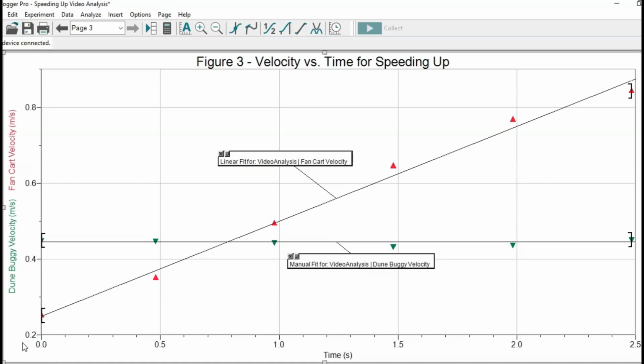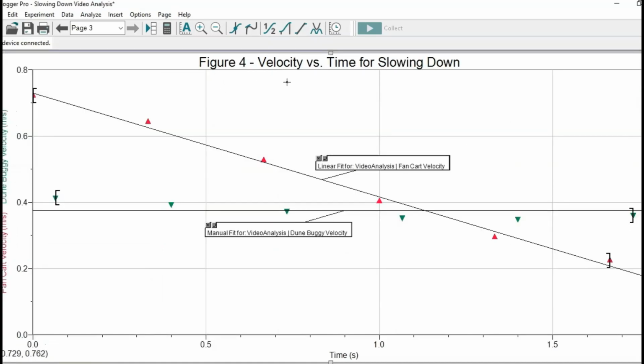Now let's take a look at slowing down. In this figure, we're looking at velocity versus time for the fan cart slowing down. We have our constant velocity example. The green triangles represent the data for the dune buggy, and it's a flat line at about 0.38 or 0.39 meters per second, constant velocity. Of course, we're not going to get a flat line for the fan cart because the velocity is changing. We are going to get a straight line. And in this case, the straight line is going to slope towards the time axis.